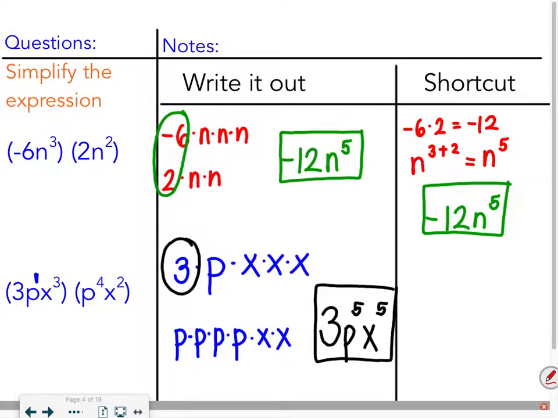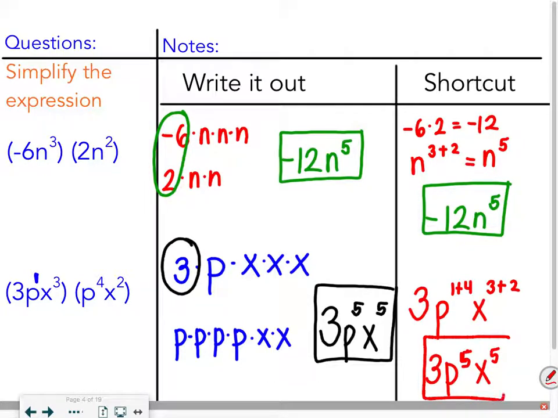For the shortcut, again, I have just the 3. For my p's, I have 1 plus 4. For my x's, I have 3 plus 2. So that will give me 3p to the 5th x to the 5th. So no matter which way I'm using, I should always be getting the same answer. You should never get a different answer from writing it out to the shortcut.